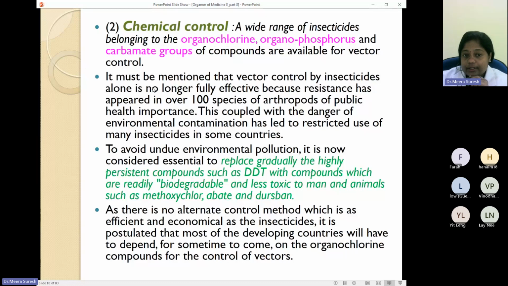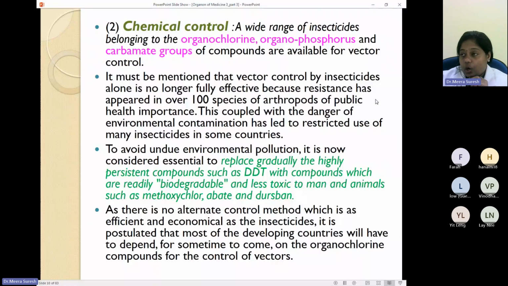So it must be mentioned that vector control by insecticides alone is no longer fully effective because of the growing resistance from these insects. So insecticide alone, another thing is they can cause pollution also, the soil and water pollution, and even the symbiotic organisms or the flies may be getting killed. So those disadvantages are there by using insecticides.